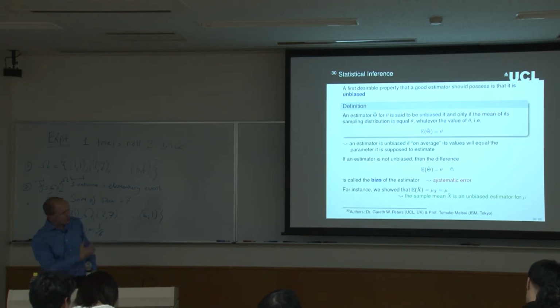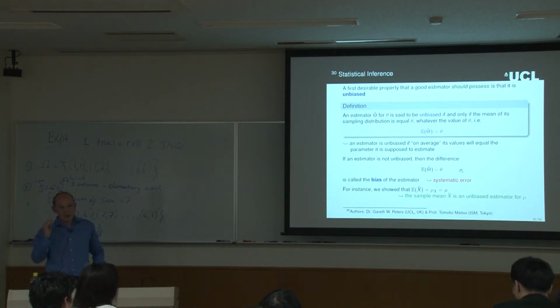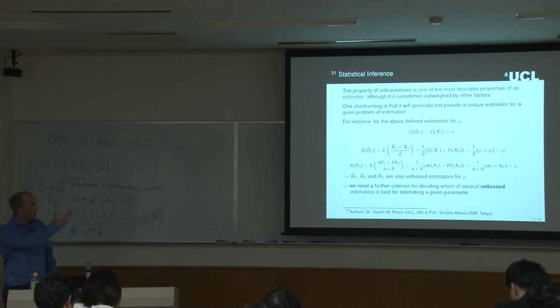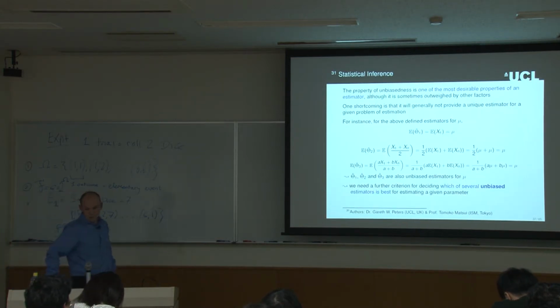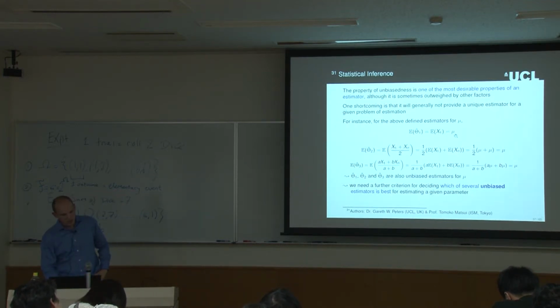If an estimator is not unbiased, then we have this difference. This is what we refer to as the bias, i.e. a systematic error in our estimation process. So far we've shown that our sample mean is an unbiased estimator for theta. And similarly, if we look at the other three estimators I just talked about, we see that all of these are unbiased, unbiased, unbiased.